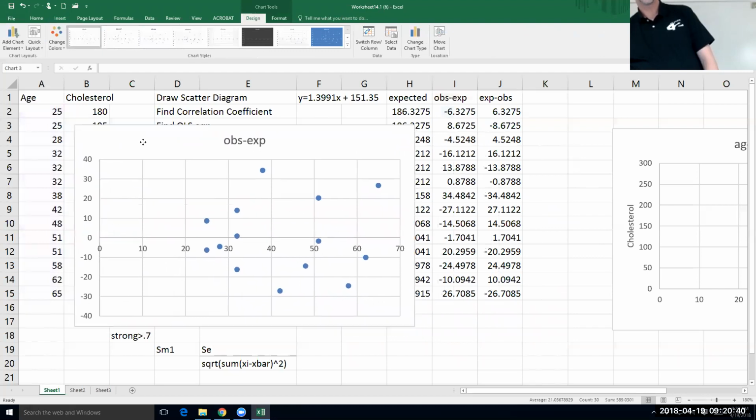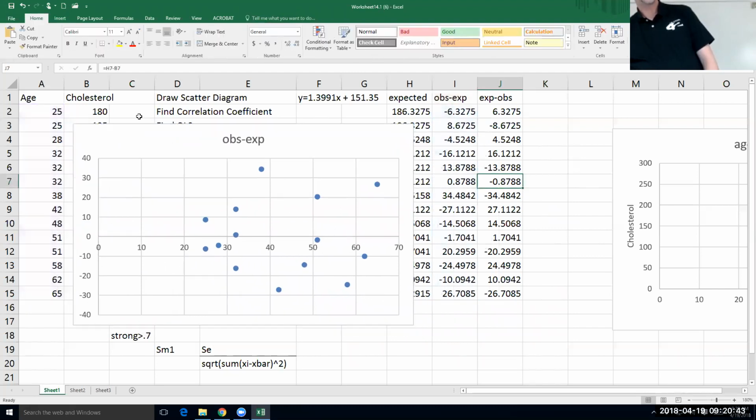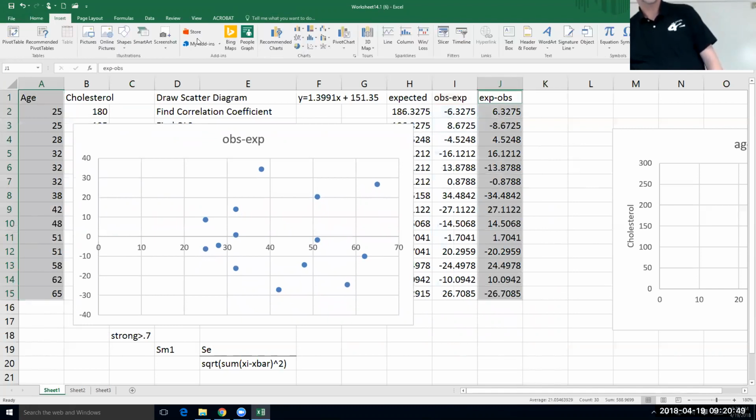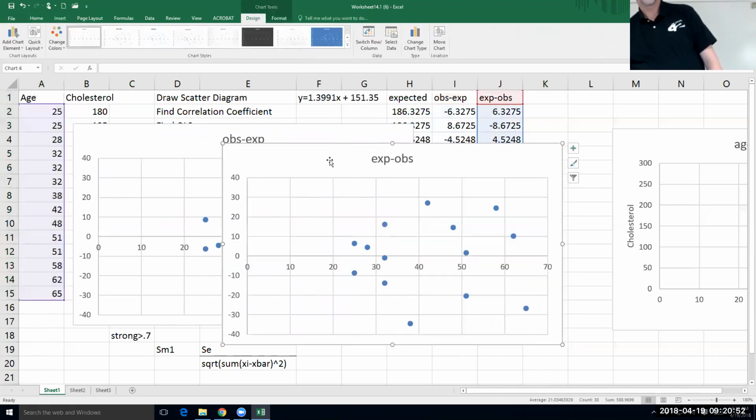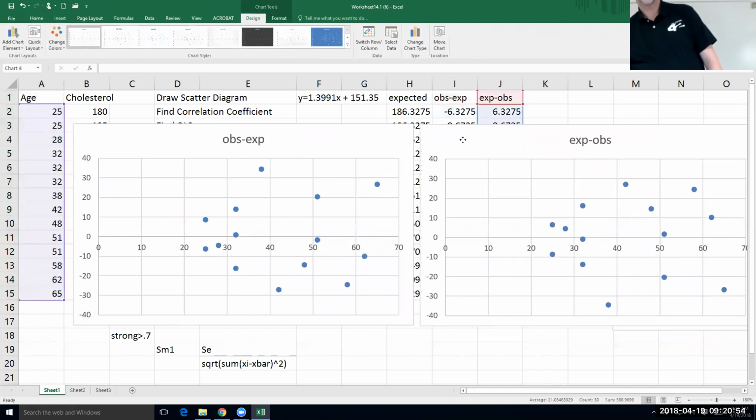Let's move that over here, I guess. So we did that one. And now this one, we're going to do the age, and we're going to do the observed minus the expected. I'm going to insert, I'm going to do the scatter, and we're going to put these side by side so we can kind of compare them. What do you think? They're just flipped, right? Now, is this a good plot or a bad plot as far as this equation is concerned? It's a good plot because it's a null plot, right? And we like null plots.